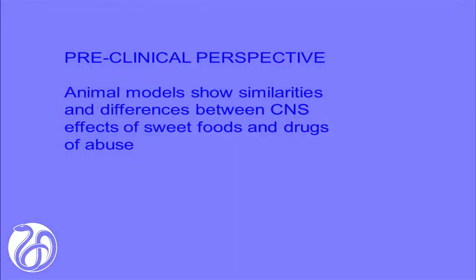But anyway, this is the goal. So we do have the advantage in the addiction field of having very good animal models. We've developed some of our good treatments first in animal models, and then brought them to the clinic. So this is true translational research. And in terms of food addiction, animal models show similarities and differences between CNS effects of sweet foods and drugs of abuse. And this is really interesting.